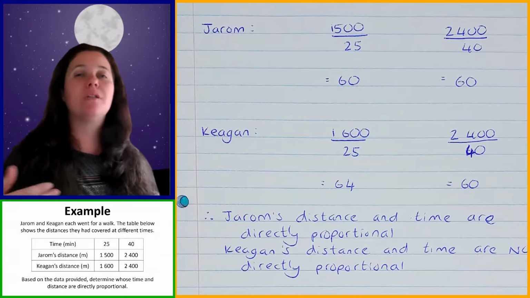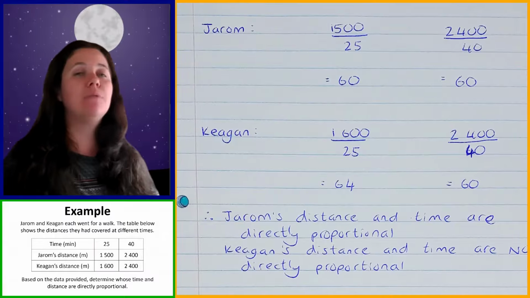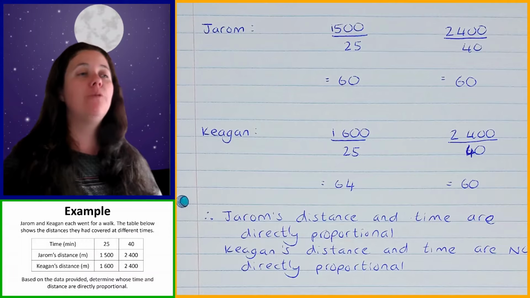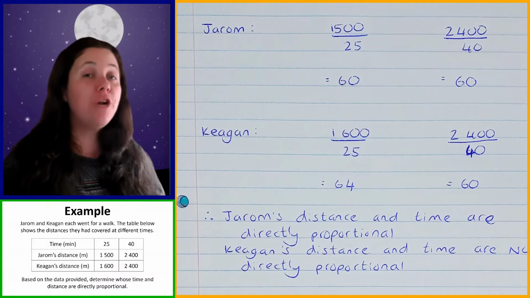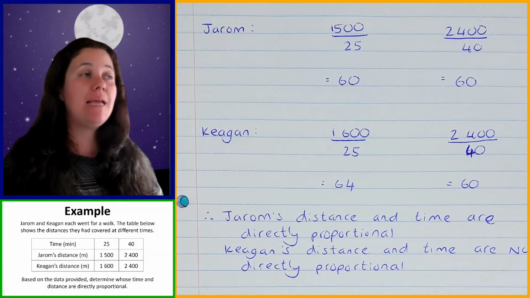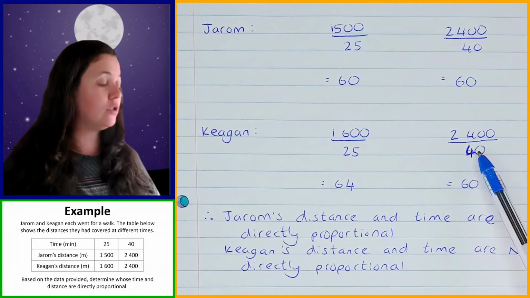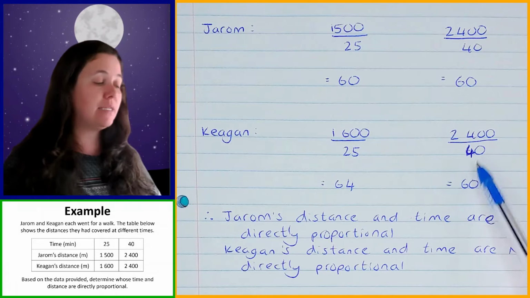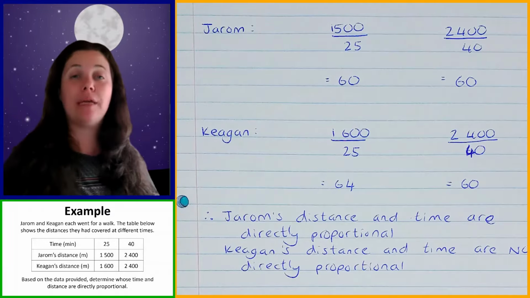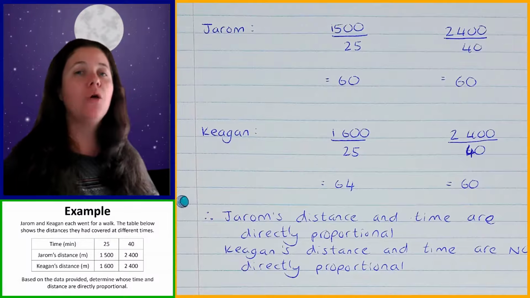But then he must have gotten tired or something because he slowed down and he ended up covering the same distance as Jerem altogether in the 40 minutes. So Jerem and Keegan have the same average speed for the full 40 minutes. Keegan also had the same average speed for the full 40 minutes because altogether he traveled 2,400 meters in 40 minutes just like Jerem did. But his speed was varying throughout his trip, whereas Jerem was walking at the same speed the whole time.